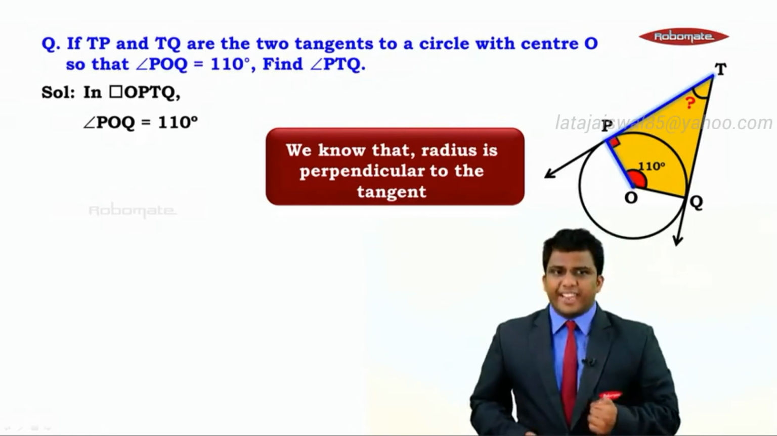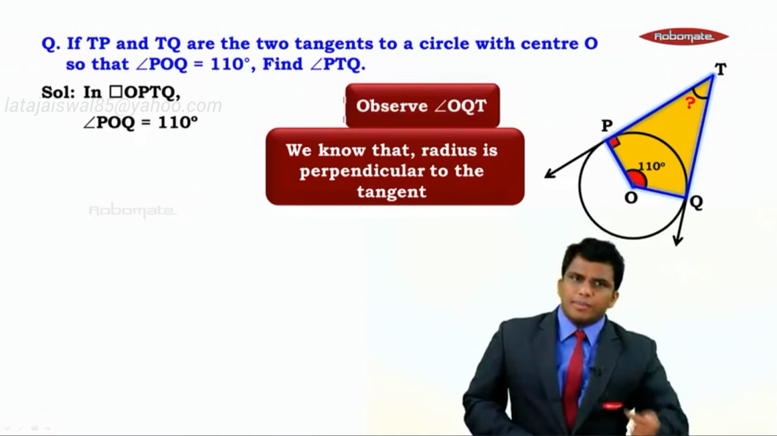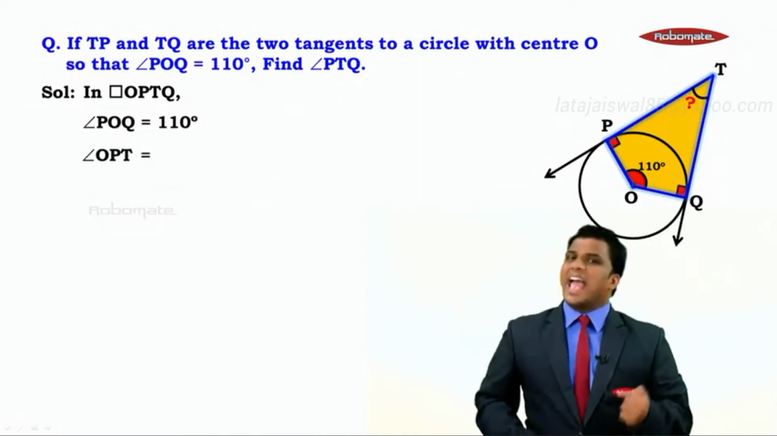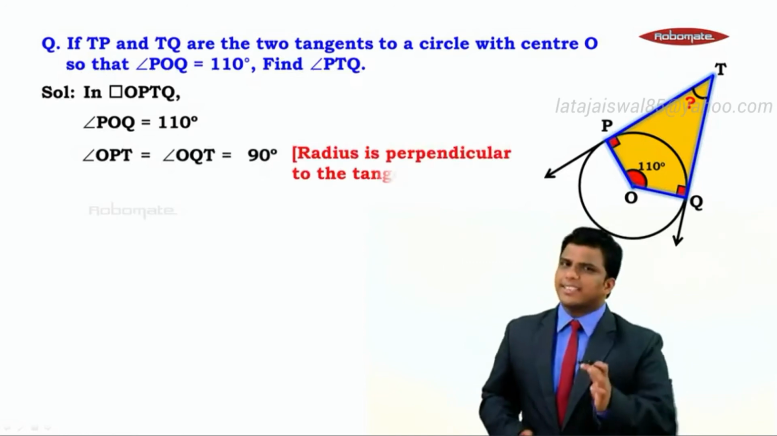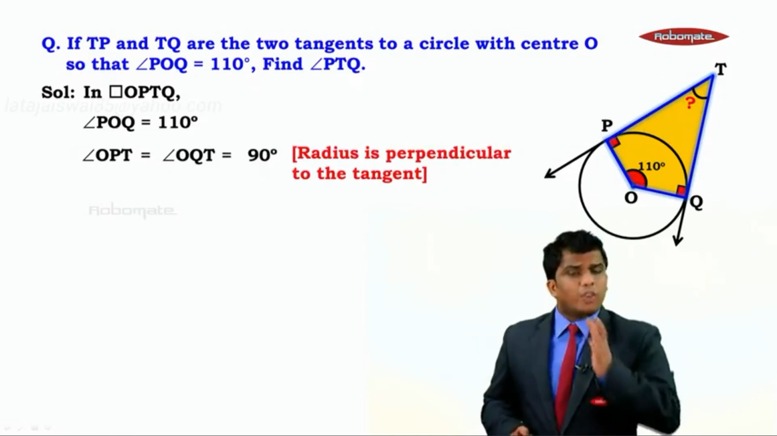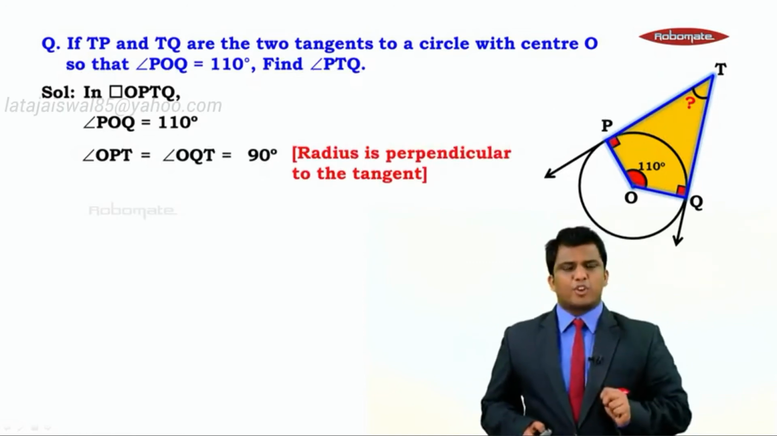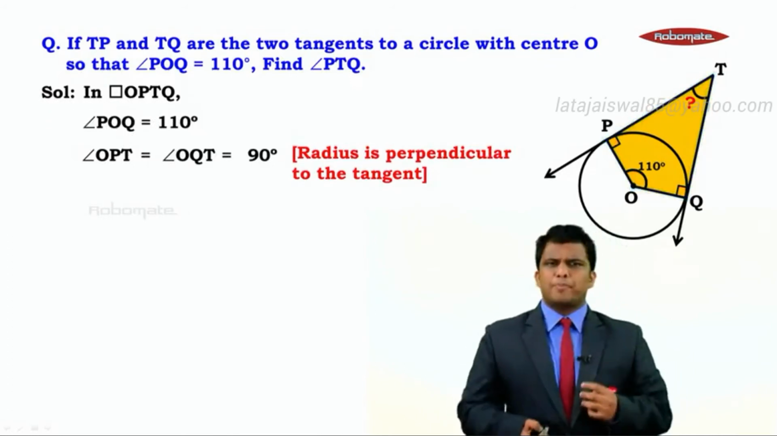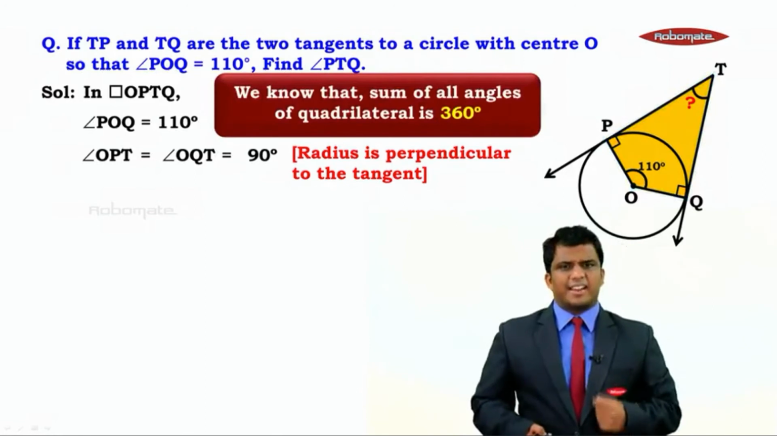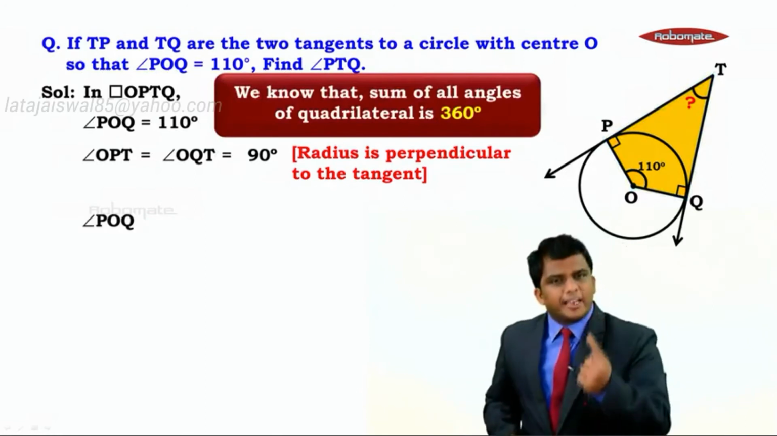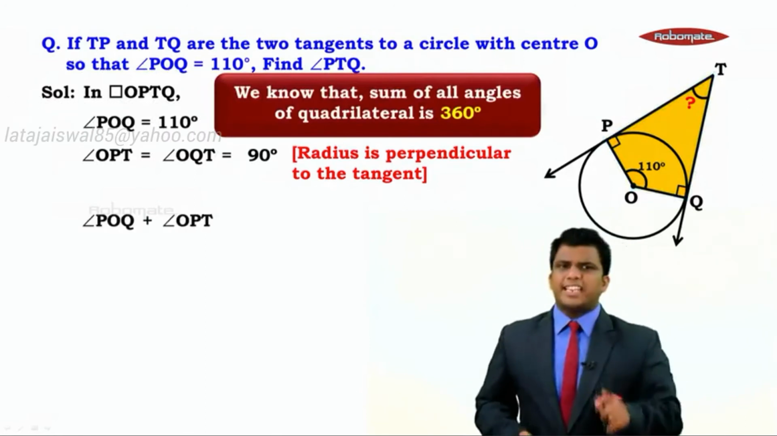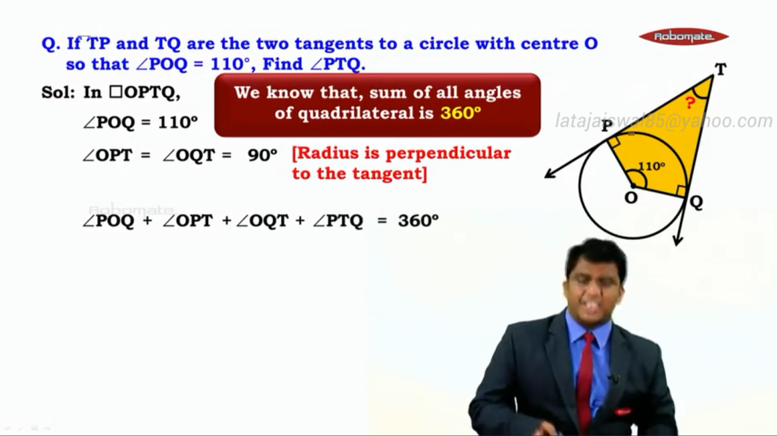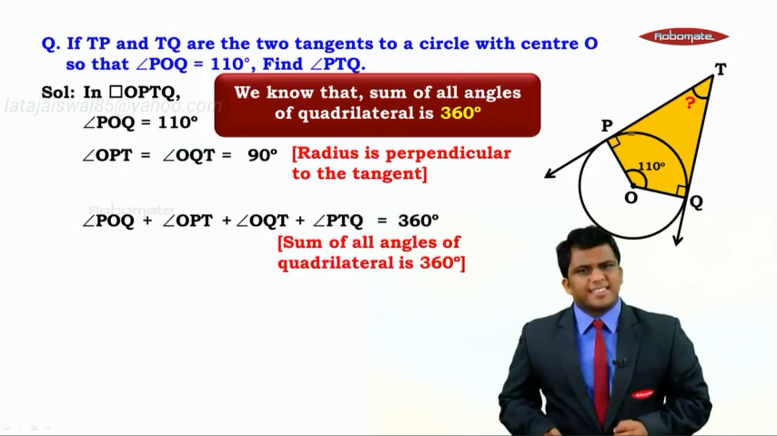In the same way, even TQ is a tangent. So what about angle OQT? It's again going to be 90 degree. And the reason we support in the bracket is radius is perpendicular to the tangent. But what we have done, out of the four angles of a quadrilateral, we got three. And we need to find the fourth one. We know this property that sum of all angles of a quadrilateral is 360. Hence, angle POQ plus angle OPT plus angle OQT plus angle PTQ will be equal to 360 degree. Sum of all angles of a quadrilateral is 360.